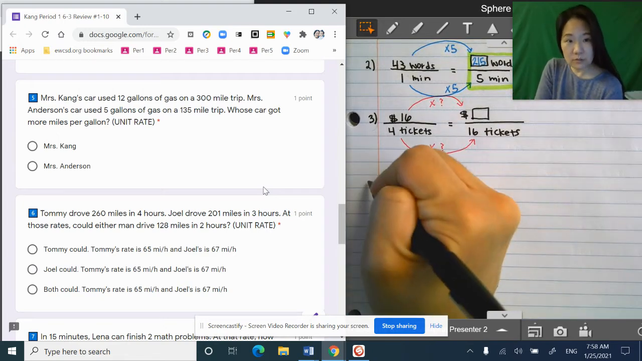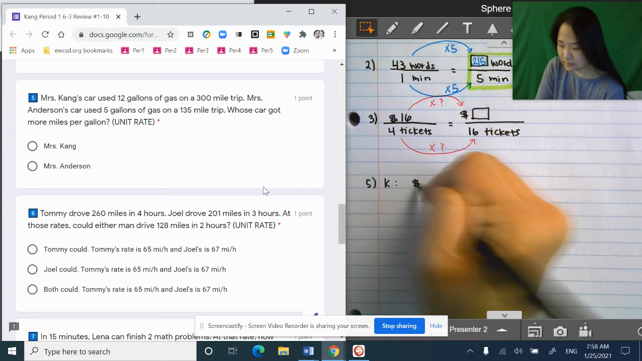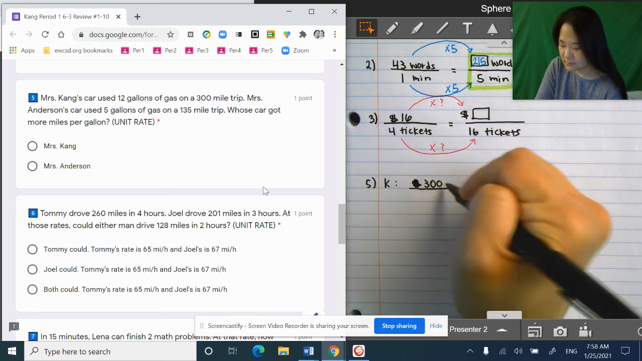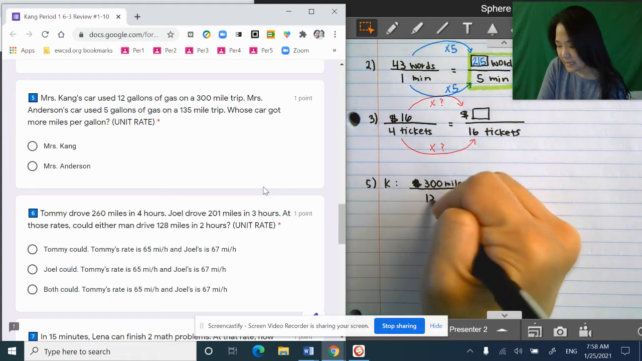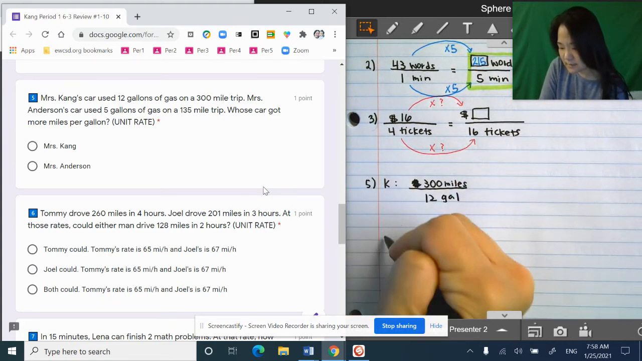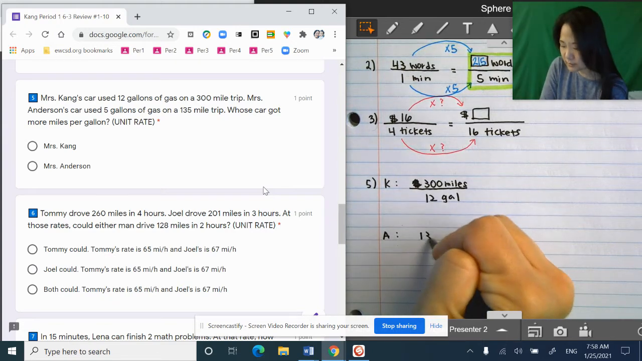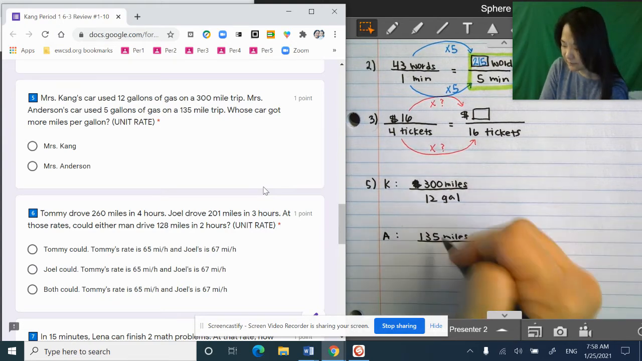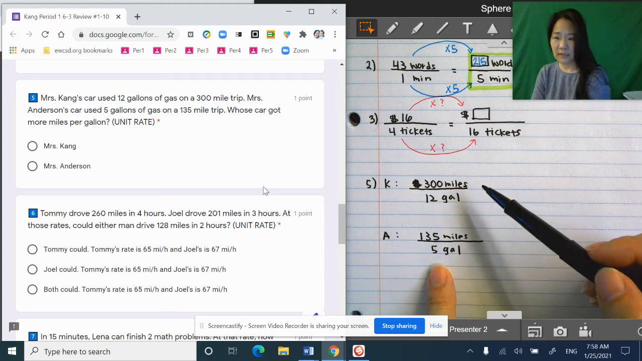So what I'm going to do is write King, so K, 300 miles on top. Oh, I'm sorry, not dollars. I wish. 300 miles over 12 gallons. I'm going to skip some space and write Mrs. Anderson's first. 135 miles, 5 gallons. And I'm going to find the unit rate because right now I can't really compare.